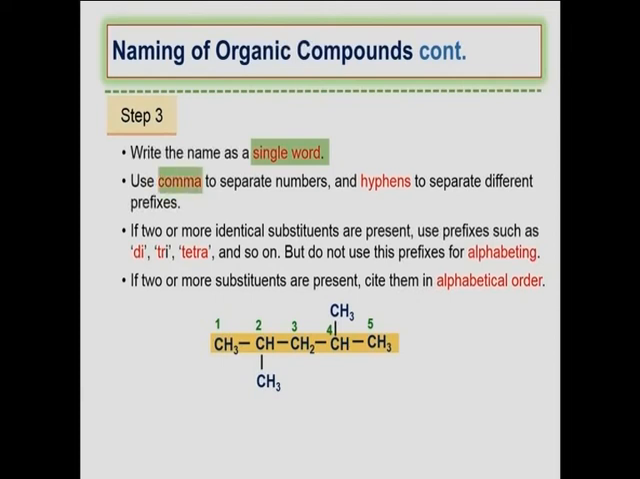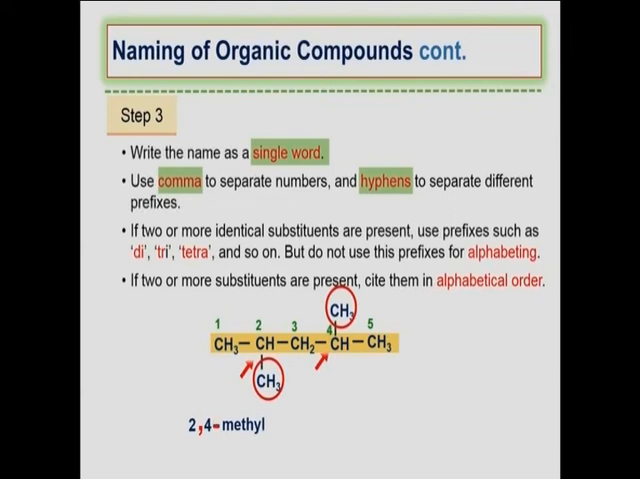Then if there are two numbers, you have to separate the numbers with a comma. For example, you have two methyl groups. One is at carbon number 2 and another one is at carbon number 4. Now you want to separate this. To separate the numbers, you need to use a comma, and use a hyphen to separate the prefix. So what is a prefix? A prefix is a branch. So what is the branch there? You have methyl, CH3. So to separate the prefix, you need to use the hyphen.